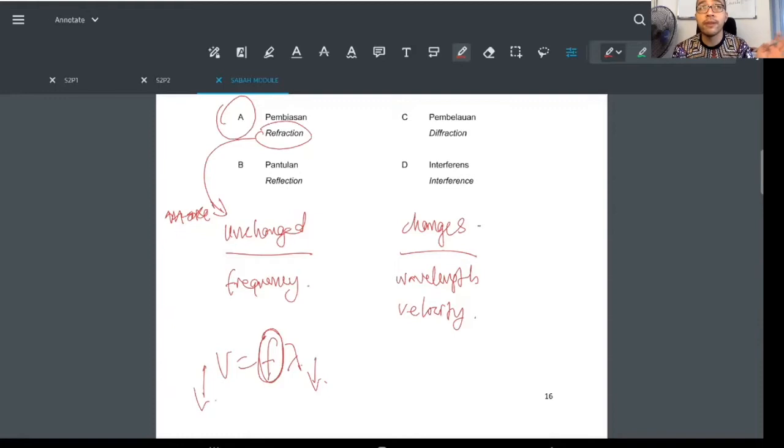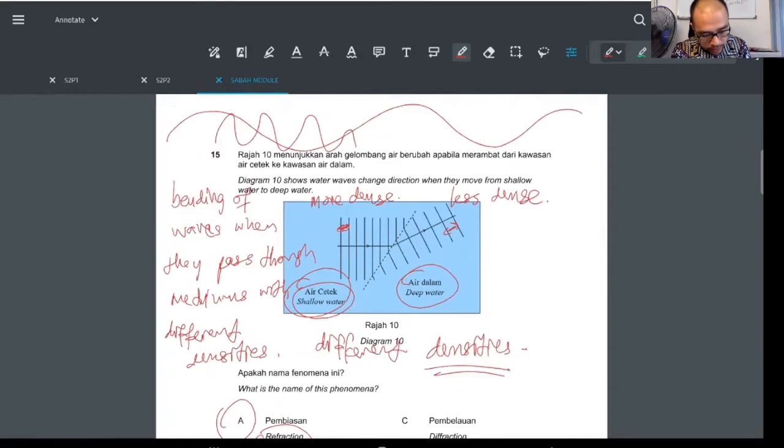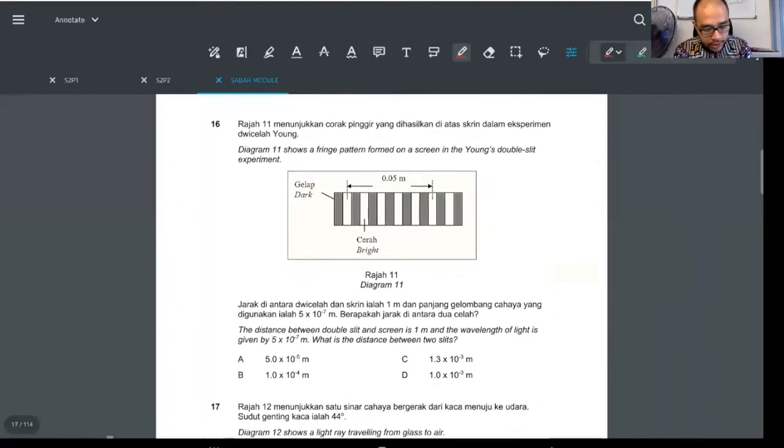So that's why you can swim very happily at the sea. Try going into deeper water. The wavelengths are very huge and the wave speed is very fast, because the wavelength is big, although the frequency is the same. Be very careful with this. Okay, that's refraction.